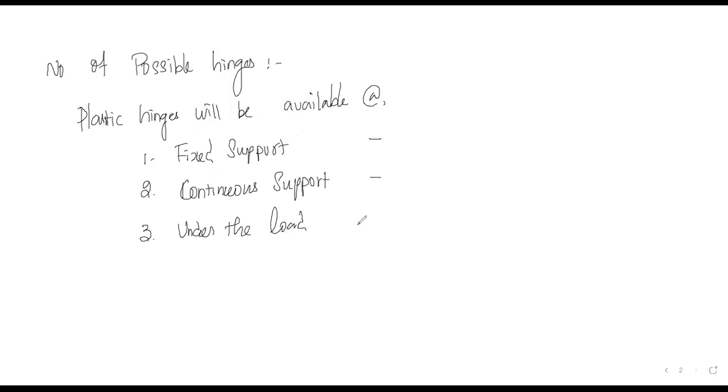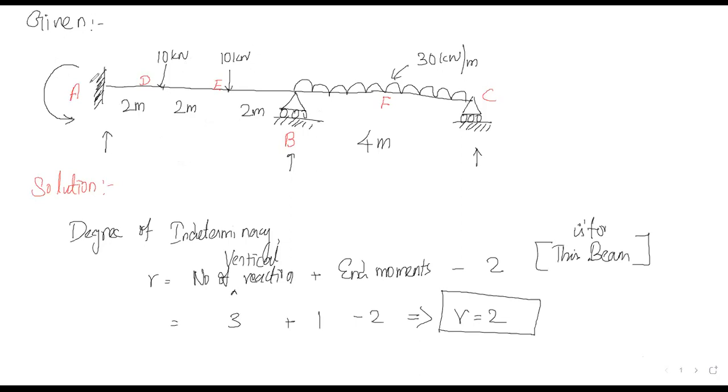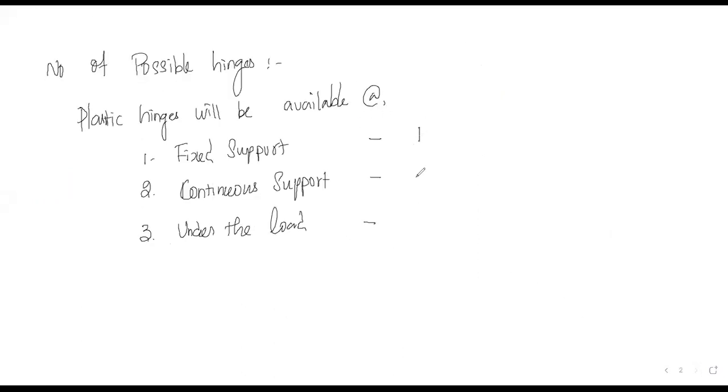So as per the statement, how many plastic hinges are available? First one is fixed support, so here one is available. And continuous support, so here one is available. Then under the loads, three. Sorry, here one is available. So total 1, 2, 3, 4 and 5 available. So our fixed support one, continuous support one, and there are three loads. So 5 is the number of possible plastic hinges.